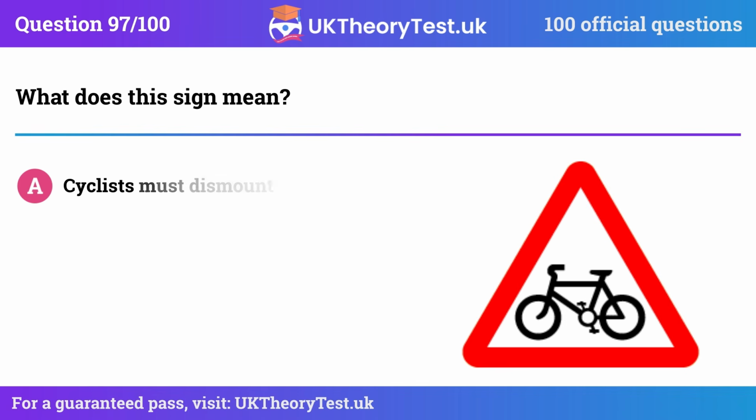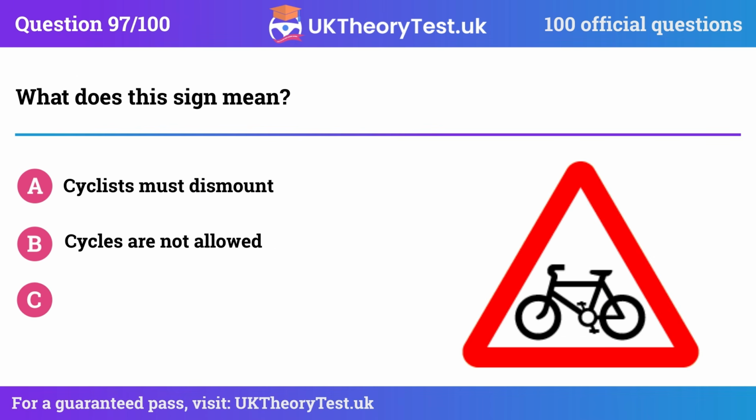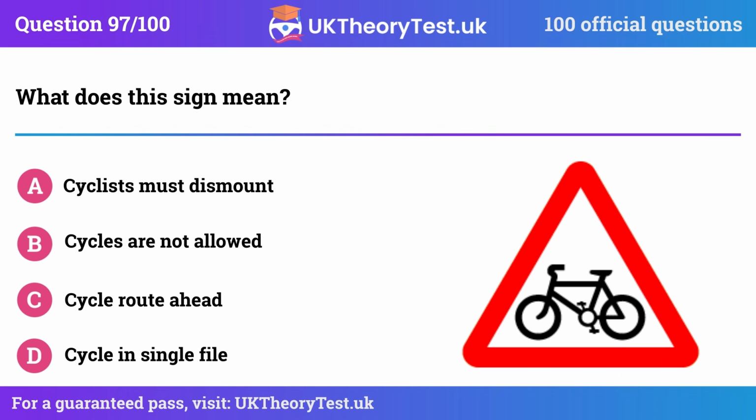A. Cyclists must dismount. B. Cycles are not allowed. C. Cycle route ahead. D. Cycle in single file.